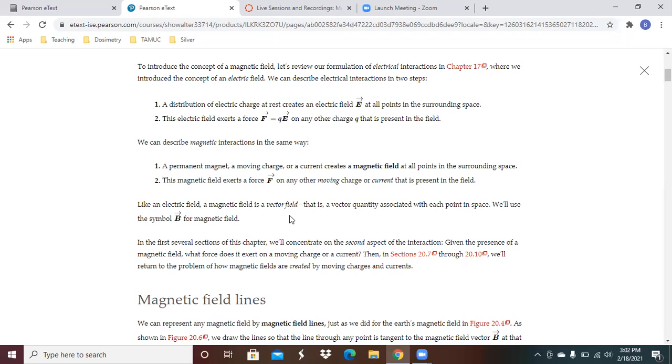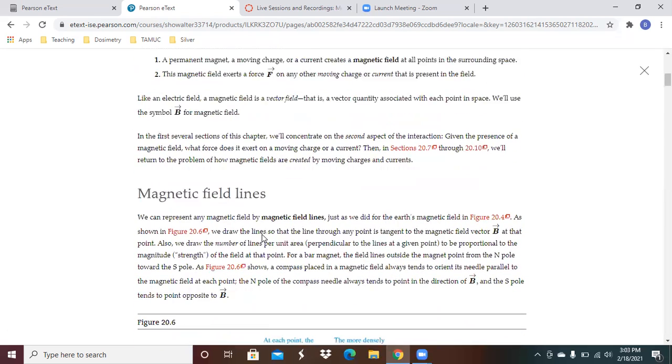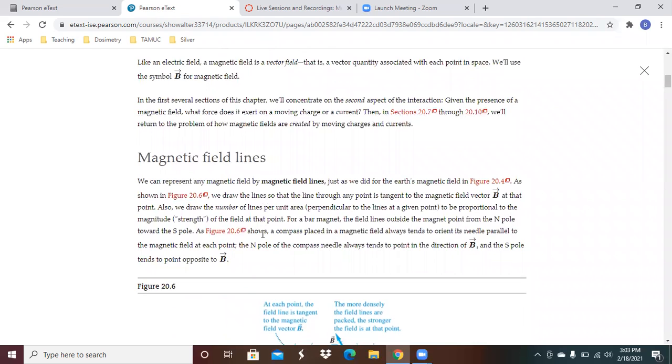Like an electric field, a magnetic field is a vector field. A vector quantity is associated with each point in space, and we're going to use the letter B to represent that. So in the first several sections of this chapter, we're going to concentrate on the second aspect of the interaction. Given the presence of the magnetic field, what force does it exert on a moving charge or current?